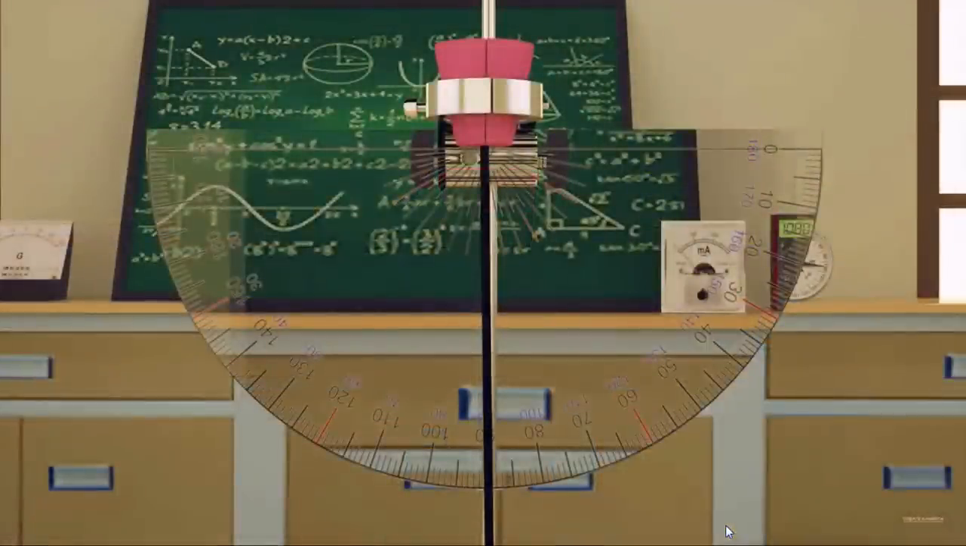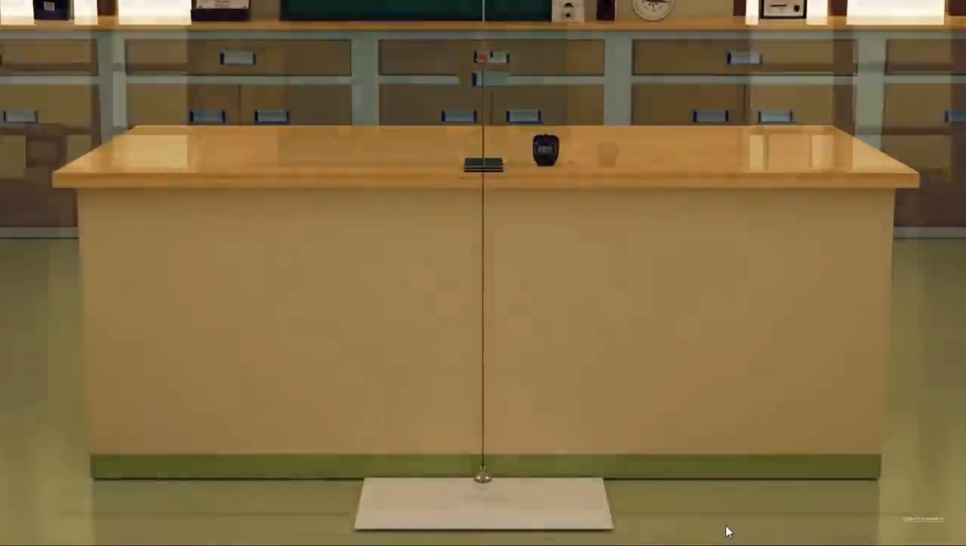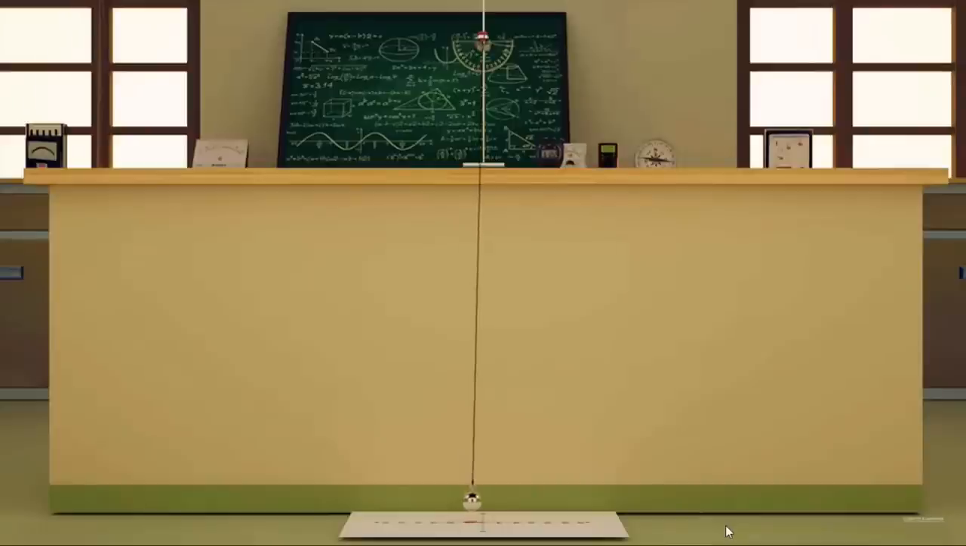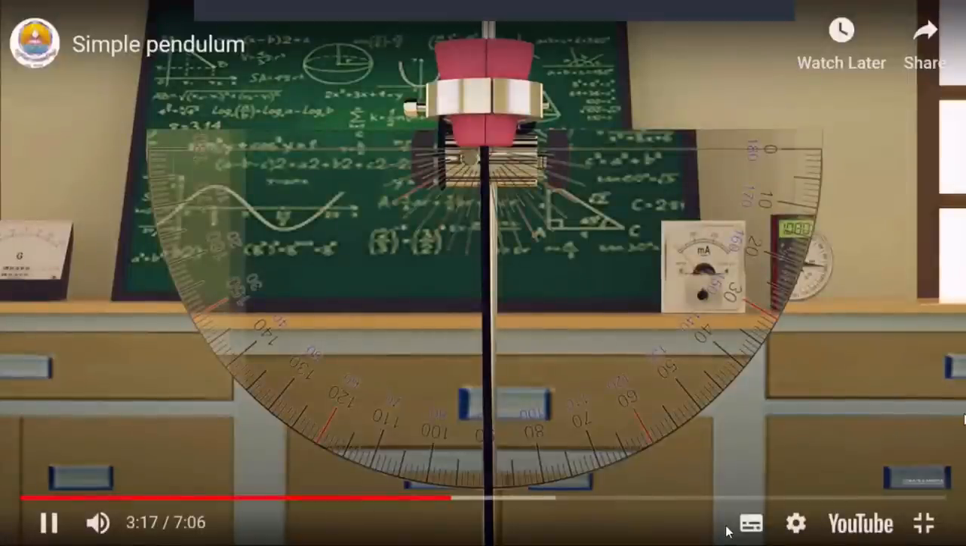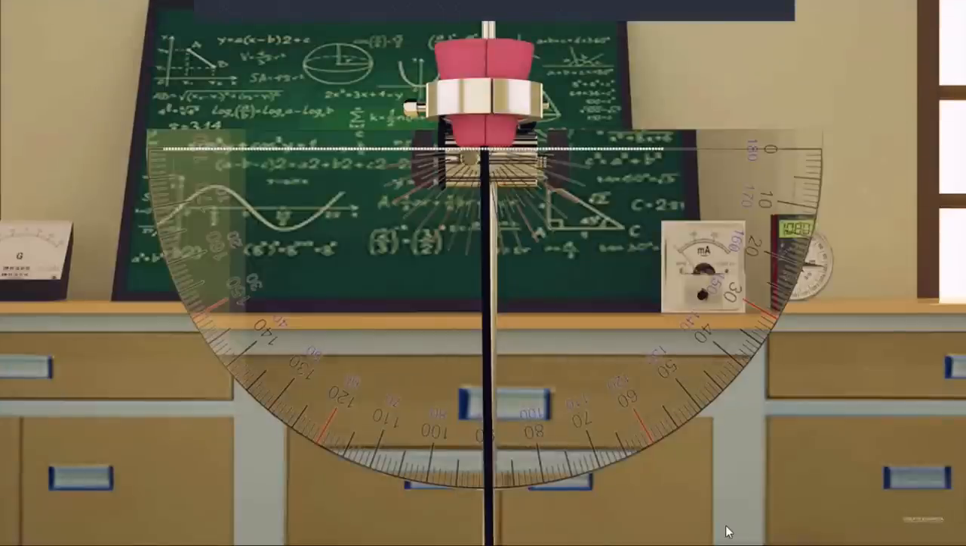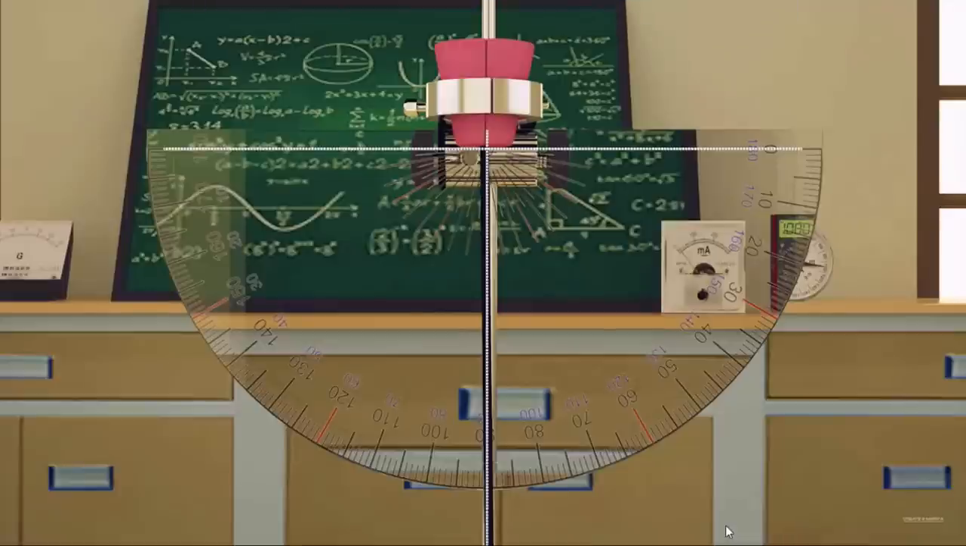Clamp the cork firmly to a heavy iron stand placed on a horizontal table. Make sure that the pendulum bob can move freely. Fix a large size protractor just below the split cork. Ensure that the 0 degree to 180 degree line of the protractor is horizontal and the pendulum hanging vertically in its rest position coincides with the 90 degree line of the protractor.